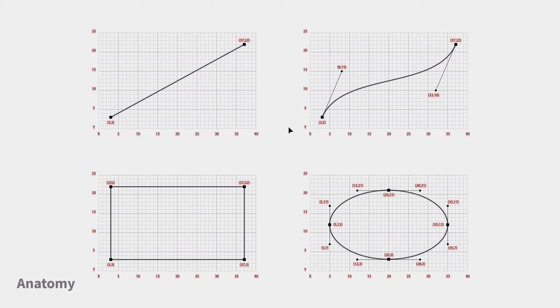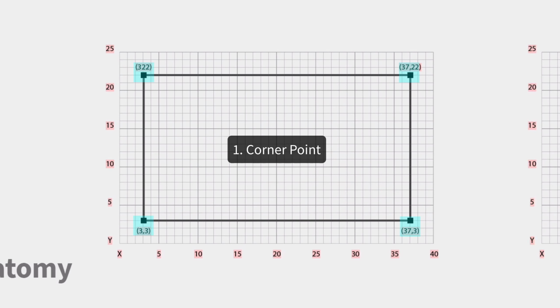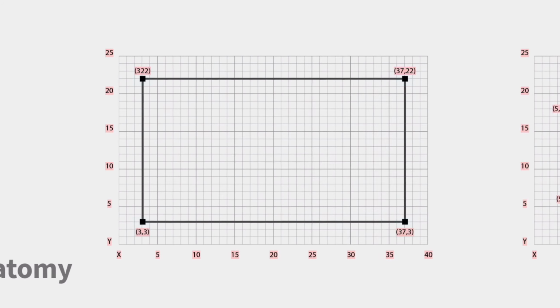So now that we've gone through a quick overview of vector graphics, let's see what the anatomy of a vector graphic consists of. So first we know that they are made up of anchor points. However, depending on the shape that you want to create, vector graphics can consist of 3 types of anchor points. The first is known as a corner point. Corner points connect 2 straight line segments, such as the connection points within a rectangle or polygon.